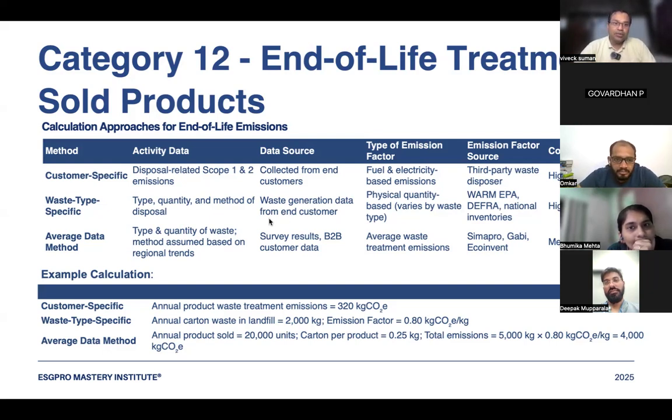So how you do, and third one is of course, second one is waste type specific, so what kind of waste is getting emitted from it, you need to be conscious about that. Here WARM EPA is one of those data sources which people use, it is a unique one, that's why I have listed here, WARM EPA for waste specific. So anybody in the waste industry should be referring to WARM EPA, DEFRA and national inventory.